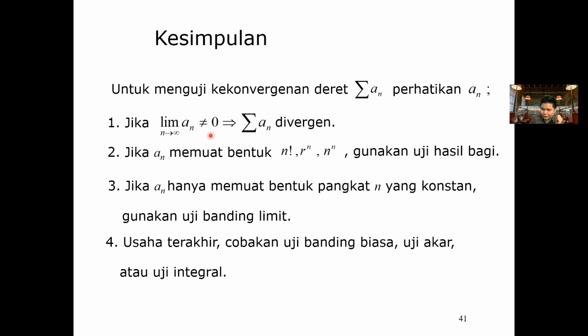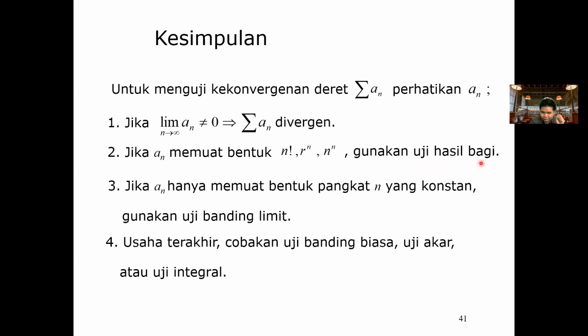But if the limit is 0, what can we do? We cannot conclude anything. We should do positive test series. Number 2: if it is not zero, what can we do? We check the question itself. If a_n has some form like n factorial, r to the power of n, or n to the power of n, then we use this one.